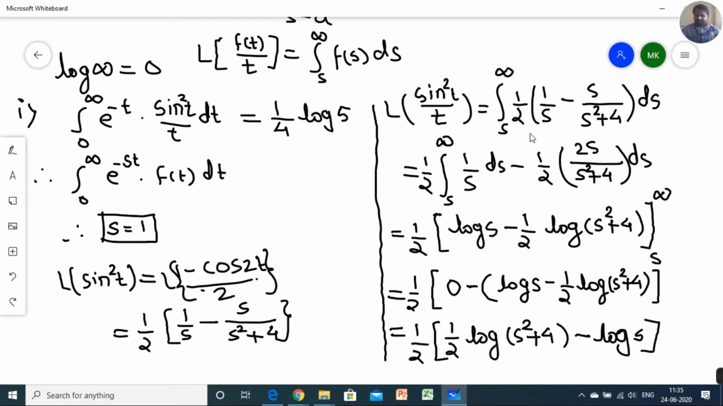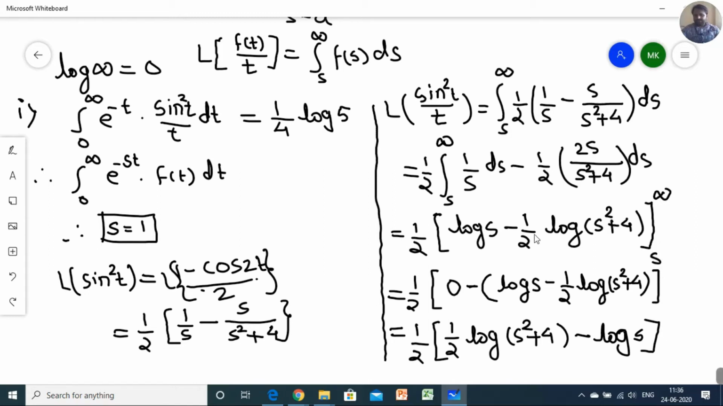Now we separate this part and make a form of integration so that the denominator is s square plus 4. So we multiply and divide by 2 here so that the function is completed, and we take the integration in the format of integral f dash of x upon f of x into dx, so that we get log of f of x. So the integration of this part is log s minus 1 by 2 log of s square plus 4, and we apply the limits, upper minus lower.